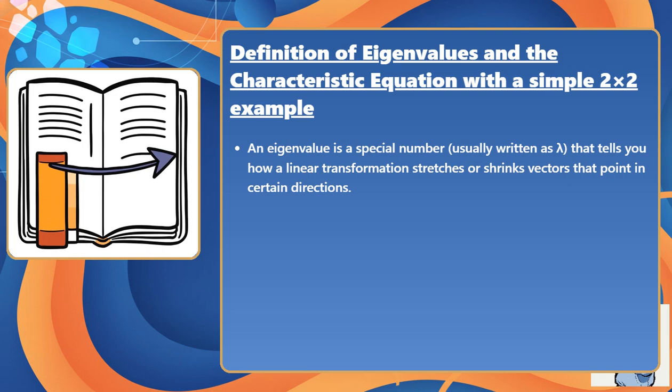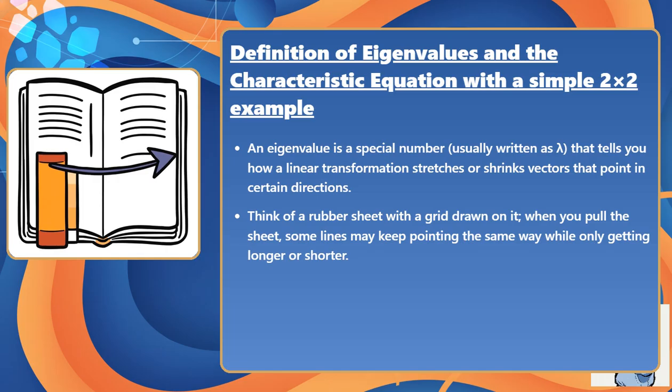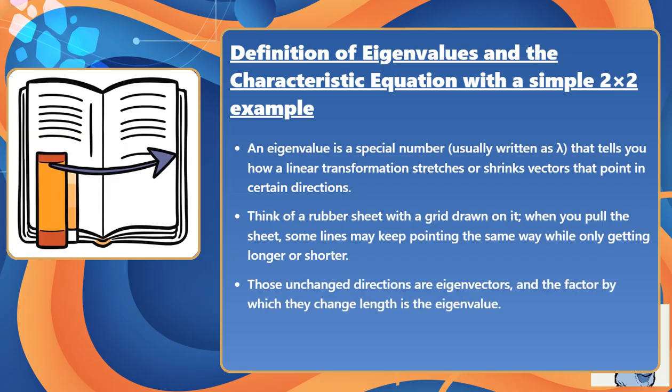An eigenvalue is a special number, usually written as lambda, that tells you how a linear transformation stretches or shrinks vectors that point in certain directions. Think of a rubber sheet with a grid drawn on it. When you pull the sheet, some lines may keep pointing the same way while only getting longer or shorter. Those unchanged directions are eigenvectors, and the factor by which they change length is the eigenvalue.